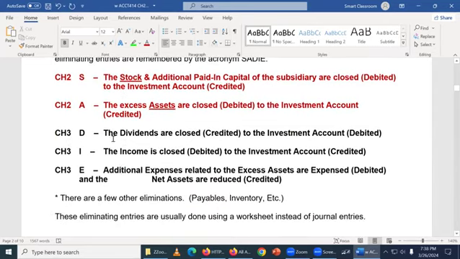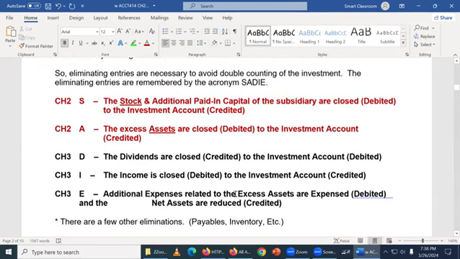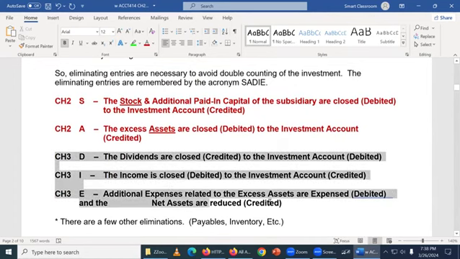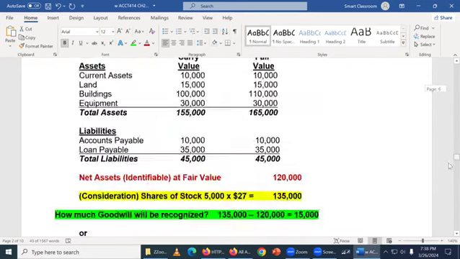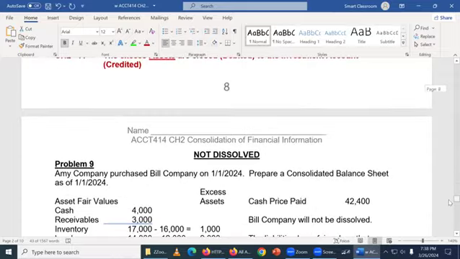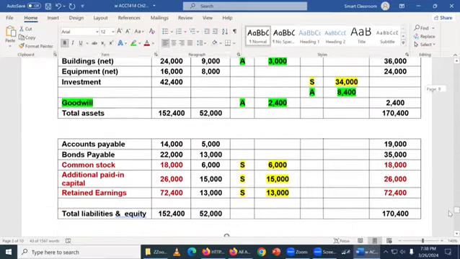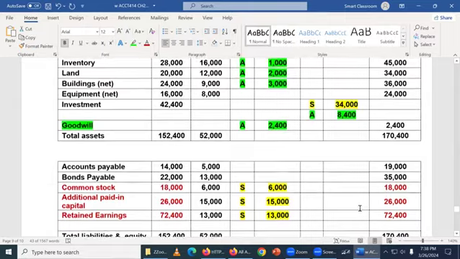Okay, so next week we're going to do the dividends, income, and additional expenses. That's the depreciation and whatever for the additional assets. So we'll start these on chapter 3. As you can kind of tell, even just doing the stock and the excess assets takes a few minutes. So we can actually spend quite a bit of time on these. So they're going to be a little bit of a slog, but it's good stuff.